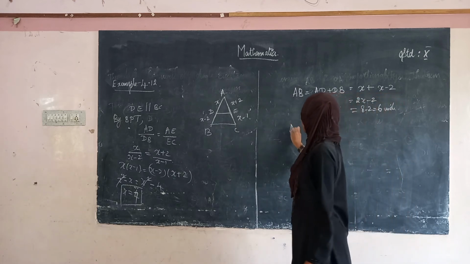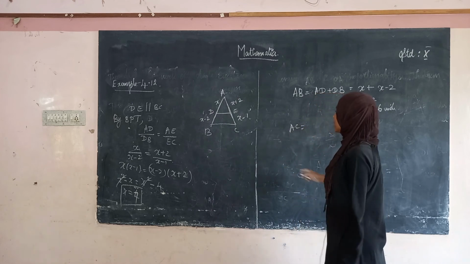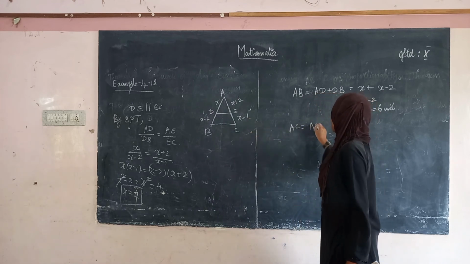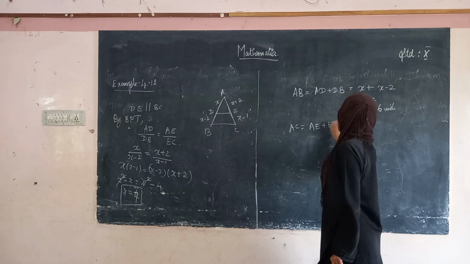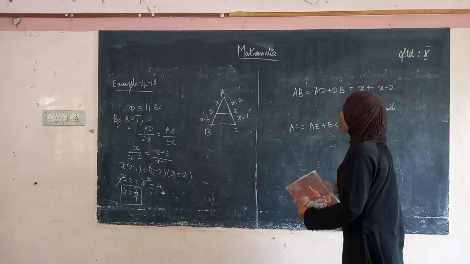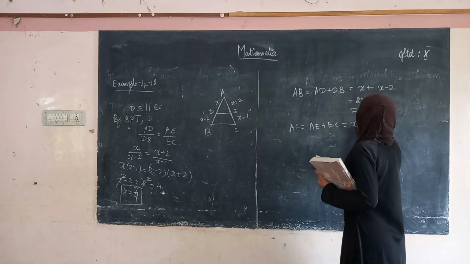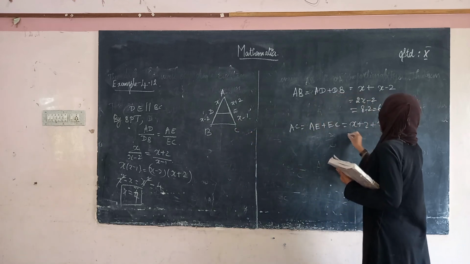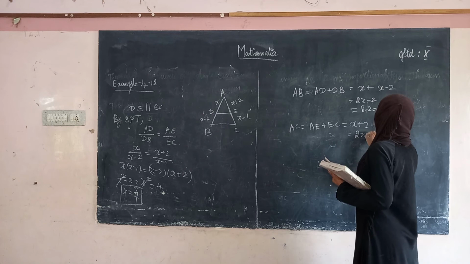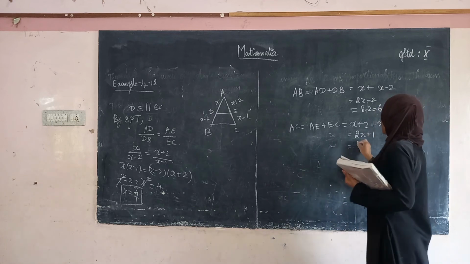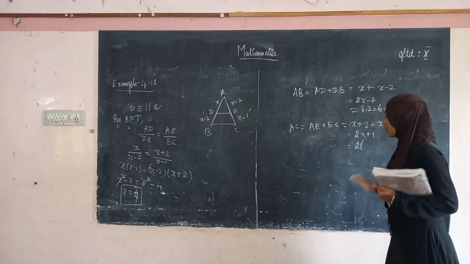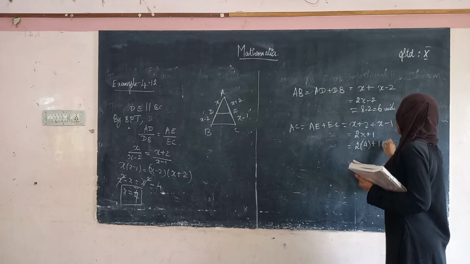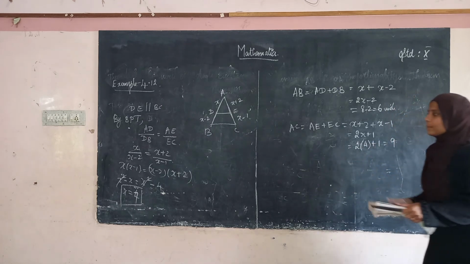And we have to find AC also. How can we write AC? AC is AE plus EC. AE is X plus 2 and EC is X minus 1. Therefore, 2X plus 1. Since X is 4, 2 into 4 plus 1 is equal to 9.